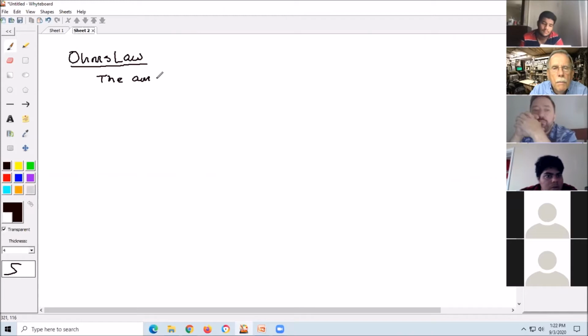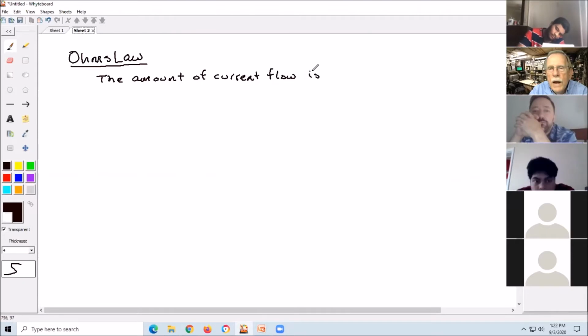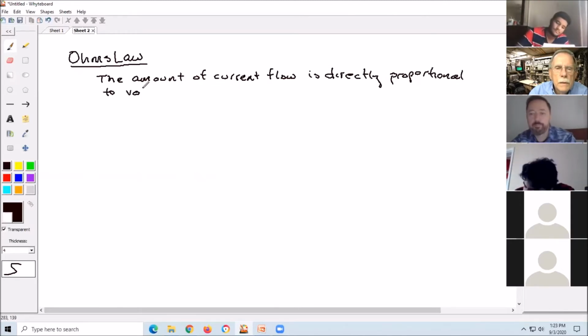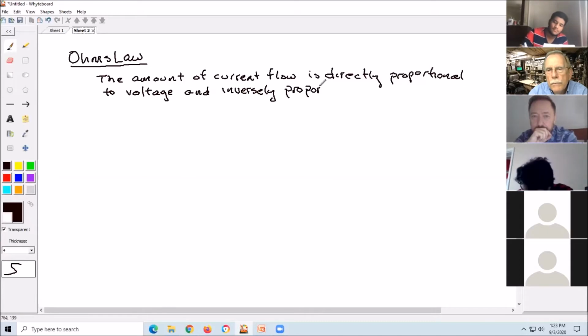the amount of current flow is directly proportional to the voltage and inversely proportional to the resistance.